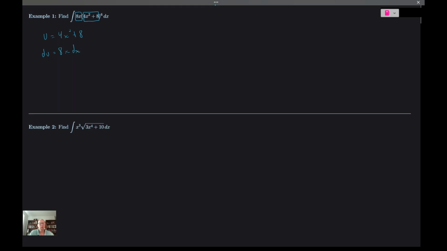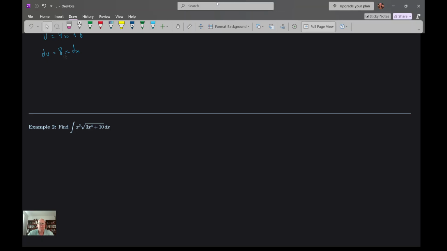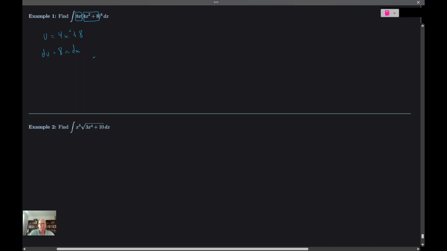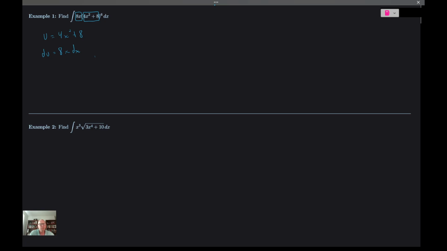Okay, so let's use a couple of different colors here. Here's our 4x squared plus 8, and that matches there. Here, we'll just use a squiggly line: du equals 8x dx. So we have the squiggly line around this.